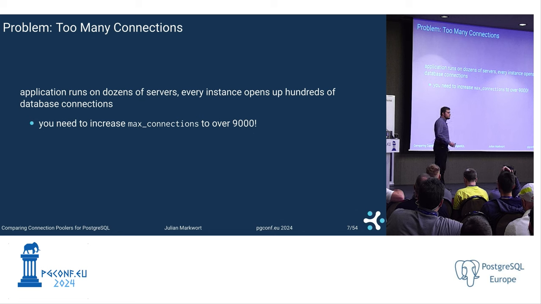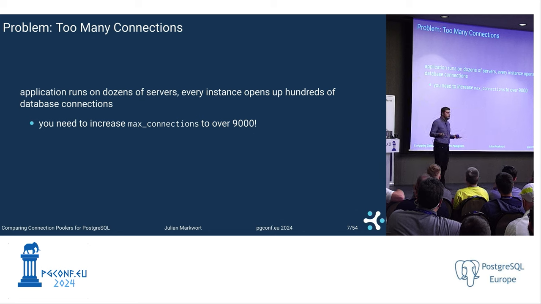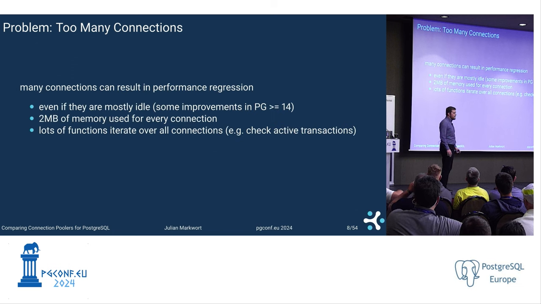Well, the first one is that there are simply too many connections. So imagine you run an application that runs on a web server, for example. You're running multiple instances of that application. So maybe every instance opens up 50 connections, and then you have 50 more of those instances. So all of them, in the end, need to be connected to the database, and that's way too many connections, probably. Well, my math doesn't check out, but maybe you're running into more than 9,000 connections, so you need to increase it to over 9,000, which can be a problem.